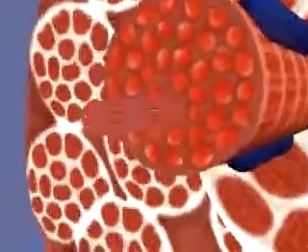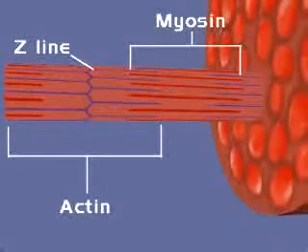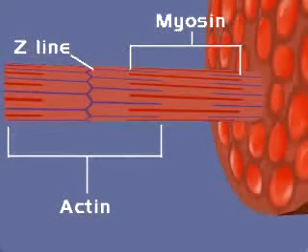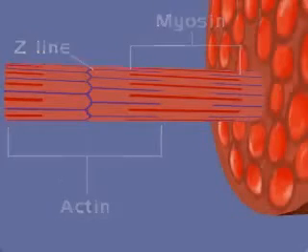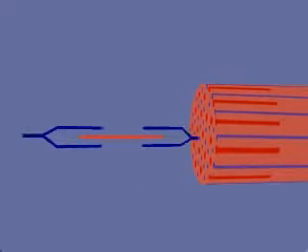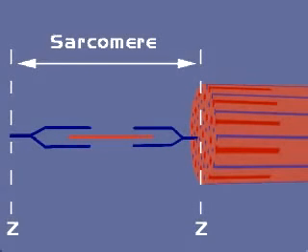The two types of myofilaments are a thick myofilament shown in red, composed primarily of the protein myosin, and a thin myofilament shown in blue, composed mainly of the protein actin. The repeating arrangement of thick and thin myofilaments serves as the fundamental subunit of striated muscle contraction. These subunits are called sarcomeres.